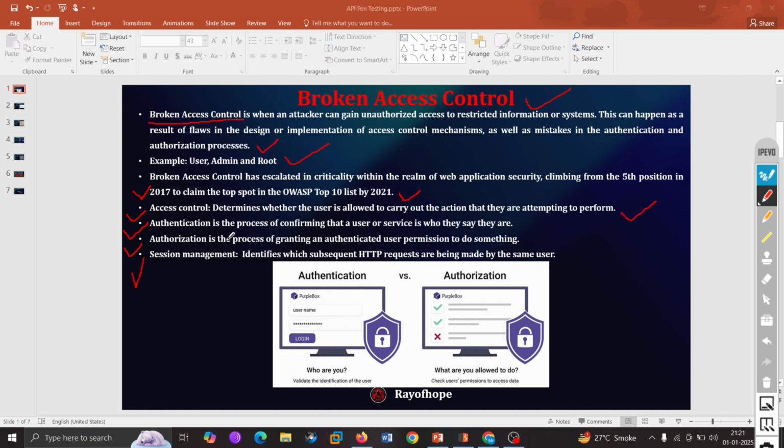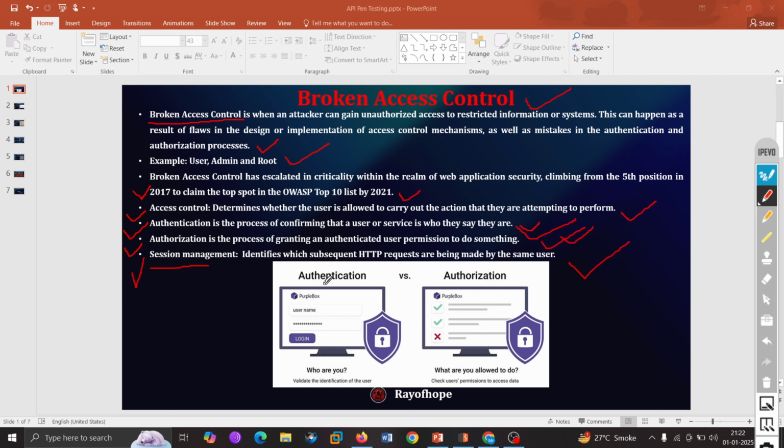When we talk about authentication, authentication is the process of confirming that the user or service is who they say they are. Just a verification process over here. Then authorization, the third one, is the process of granting an authenticated user permission to do something. So once they validate that, yeah, you are the same user and you have the privilege for the service you are trying to access, after this authentication process, they authorize you to perform that action, right? Then at last, we have session management, which identifies whether subsequent HTTP requests are being made by the same user or not, right?